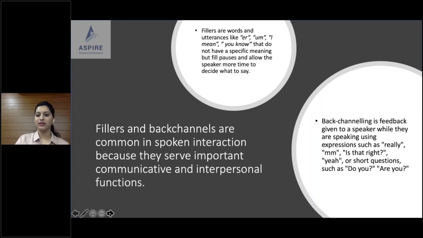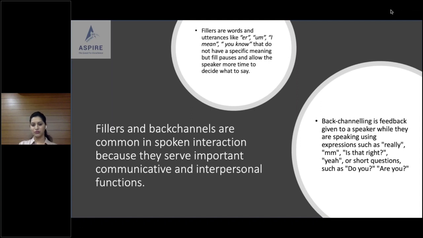So as I promised, fillers and back channels. They're really important for you to know. At the same time, you should know when to use them and when not to, and you should also not use them too much. Fillers and back channels are common in spoken interaction because they serve important communicative and interpersonal functions.